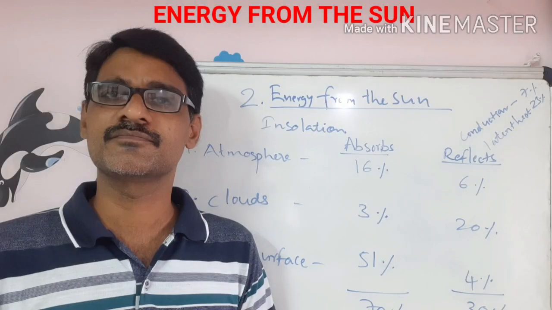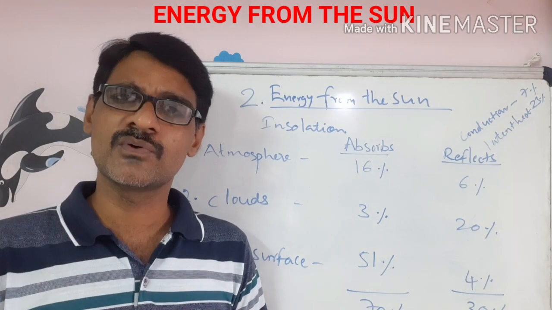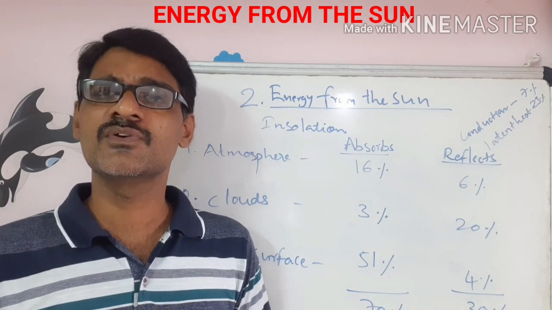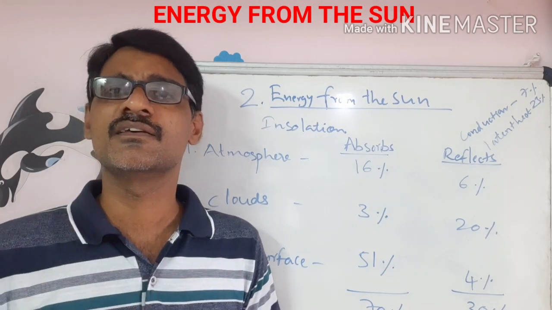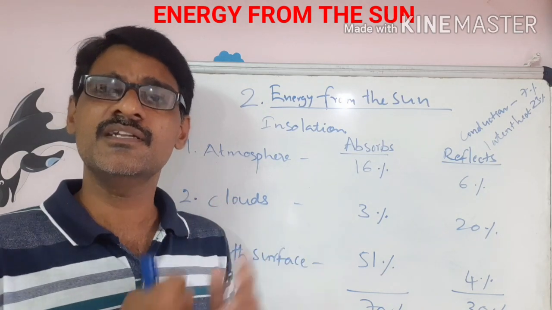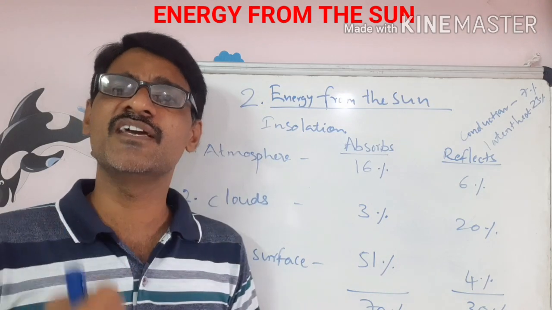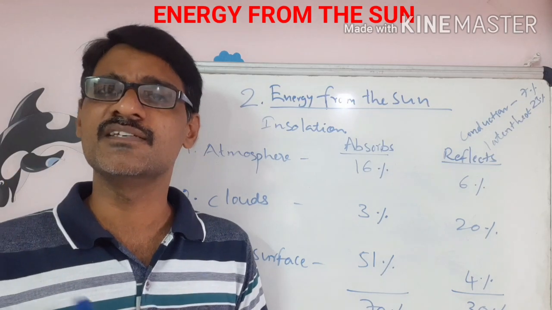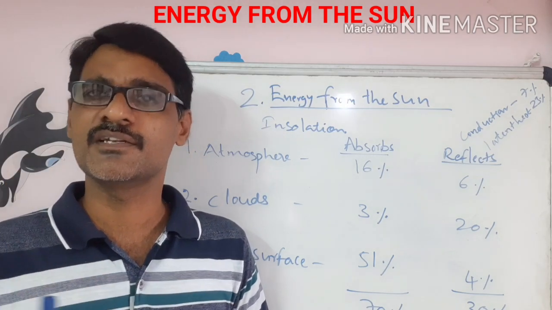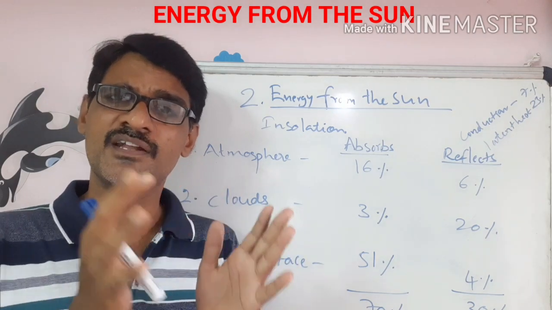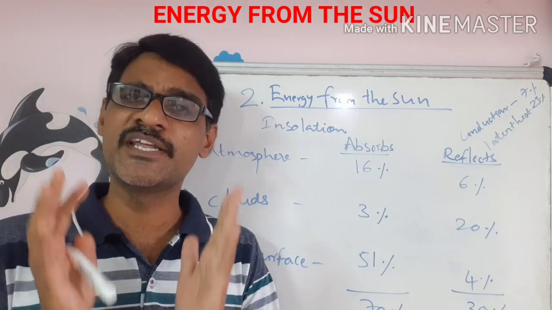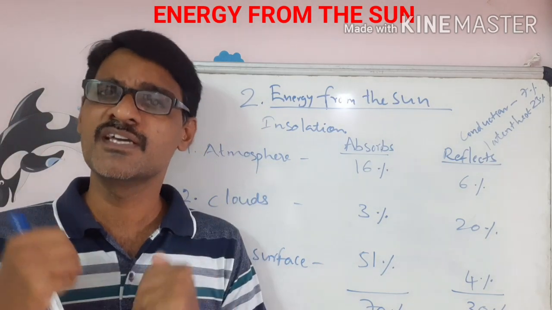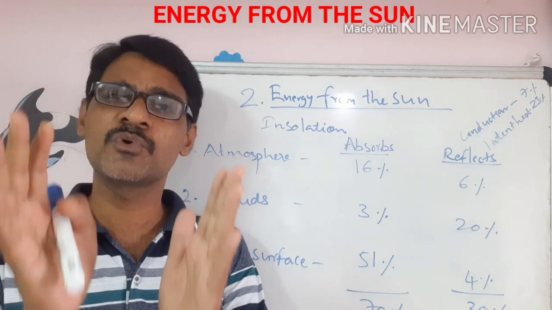So, what is insolation? Insolation means incoming solar radiation. The radiation received by the Earth's surface is called insolation. Of course, the sun is releasing 100% of the energy. But the Earth's surface is not receiving that 100% of energy. It receives some portion of that energy.